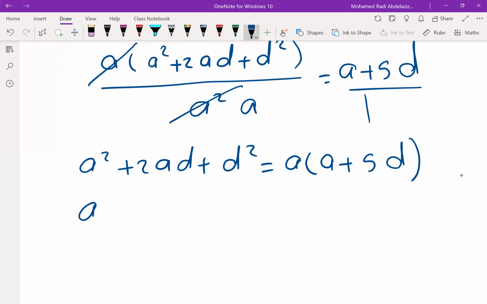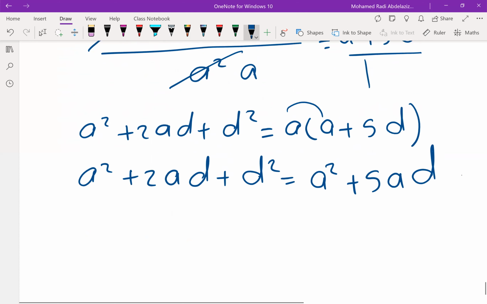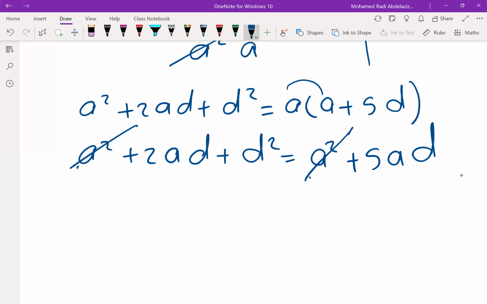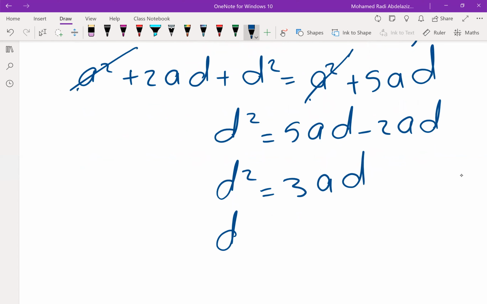We can divide it by A, then cross multiplication: A squared plus 2AD plus D squared is equal to A times A plus 5D. Expand: A squared plus 2AD plus D squared is equal to A squared plus 5AD. Remove A squared from both sides. So D squared is equal to 5AD minus 2AD. So D squared is equal to 3AD, divided both sides by D, so D equals 3A.